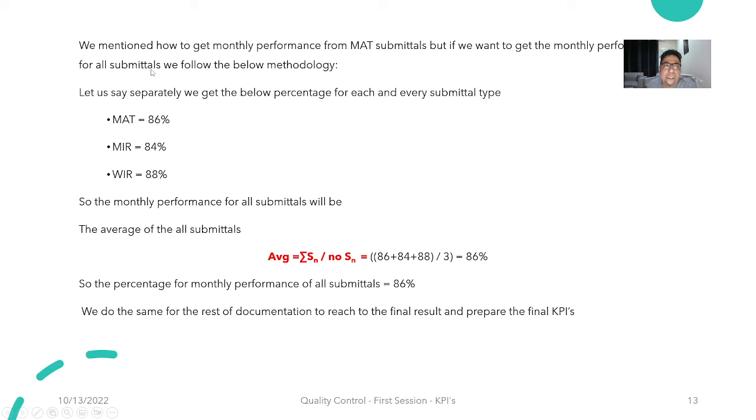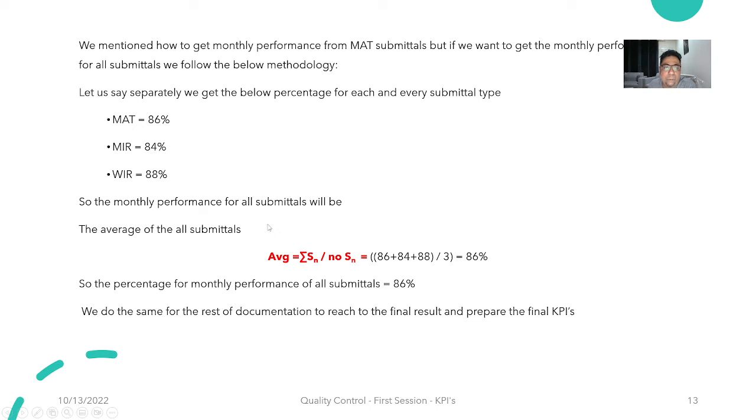Okay, we mentioned how to get monthly performance from the material submittals, but if we want to get the monthly performance for all submittals that we have for the material, we check and we calculate. We found that we have 86% for the material, accepted. We have MIR 84%, which is not accepted here because the target percentage for the overall performance per month is 85, and we have WIR 88% for the specific month. Here we need to make an analysis for the MIR and see what the problem actually is, and why we are less than the required target this month.